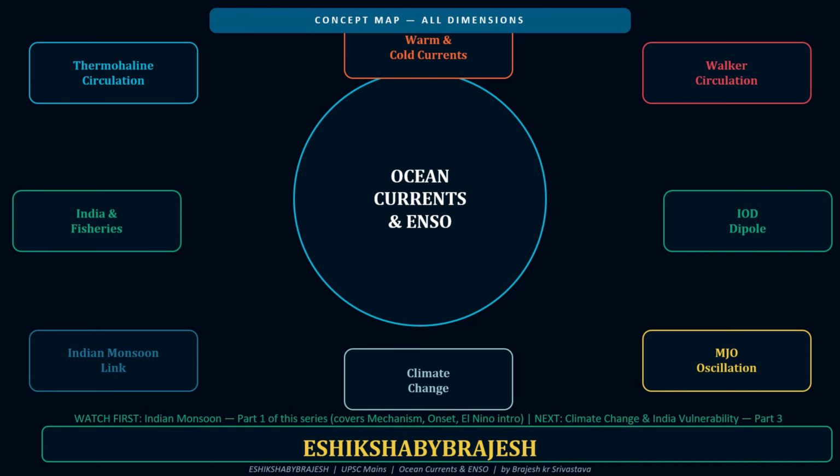Climate change amplifies all of these systems, making warm SSTs warmer, making El Nino more extreme, weakening the thermohaline conveyor belt, acidifying the ocean that sustains our fisheries. And all of this ultimately determines whether India's farmers plant on time, whether reservoirs fill, whether floods devastate, whether the economy grows or shrinks. The ocean is not geography. The ocean is destiny for a nation like India.